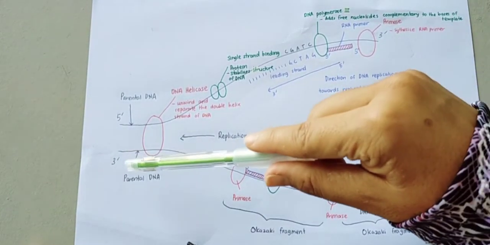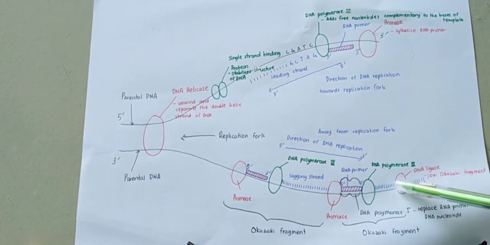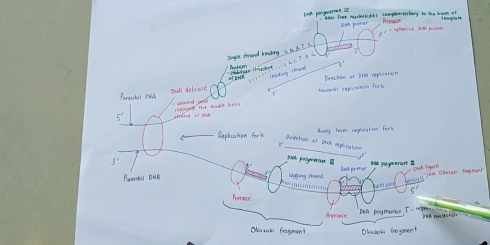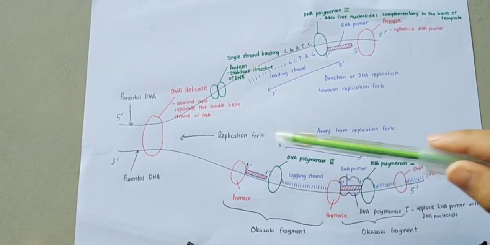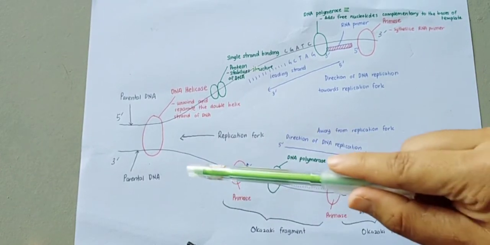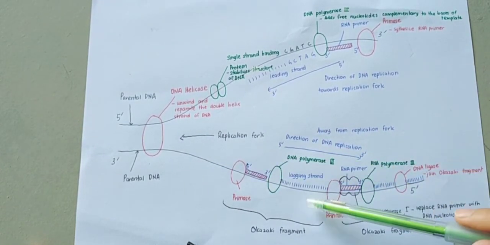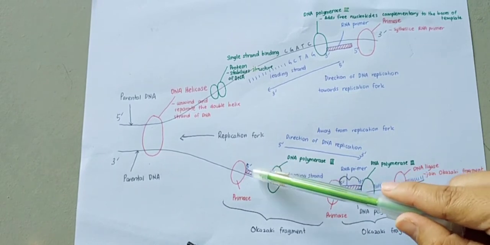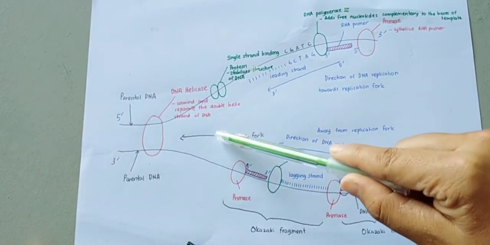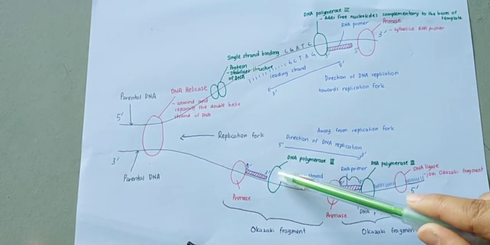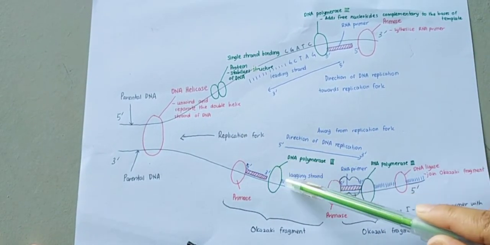Kenapa discontinuously? Awak kena tengok dekat template dekat sini. Template dia adalah 3' to 5' here. So, ia akan complement dengan the template. Okay, maksudnya new strand dekat atas ni mesti kena 5'. Okay, yang bawah ni mesti kena 3'. Okay, so since the DNA is synthesized 5' to 3' away from the replication fork, this means that this strand kita panggil sebagai lagging strand.